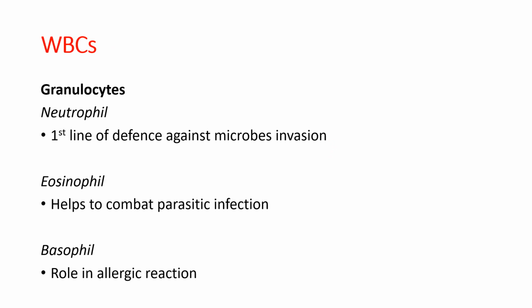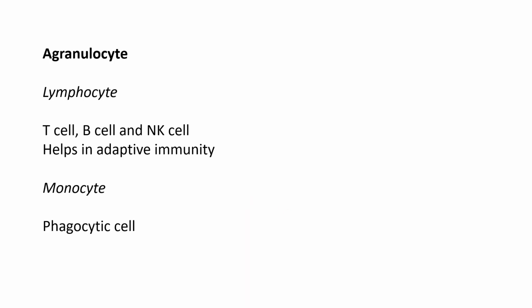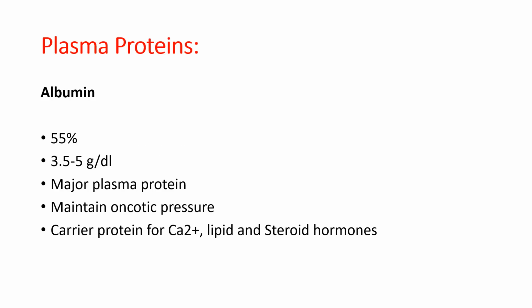Moving on to WBCs. As we all know, WBCs are granulocytes and agranulocytes. Under granulocytes, we have neutrophil, which is the first line of defense against any foreign microbial invasion. Then eosinophil, which helps to combat parasitic infection, and basophils have a role in allergic reaction. Under agranulocytes, we have lymphocytes and monocytes. Lymphocytes are of three types: T cells, B cells and natural killer cells, and they help in adaptive immunity. Monocytes are basically phagocytic cells.